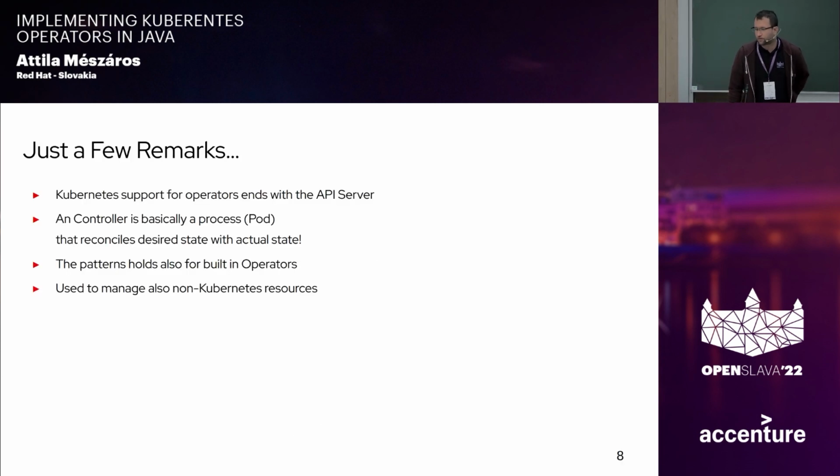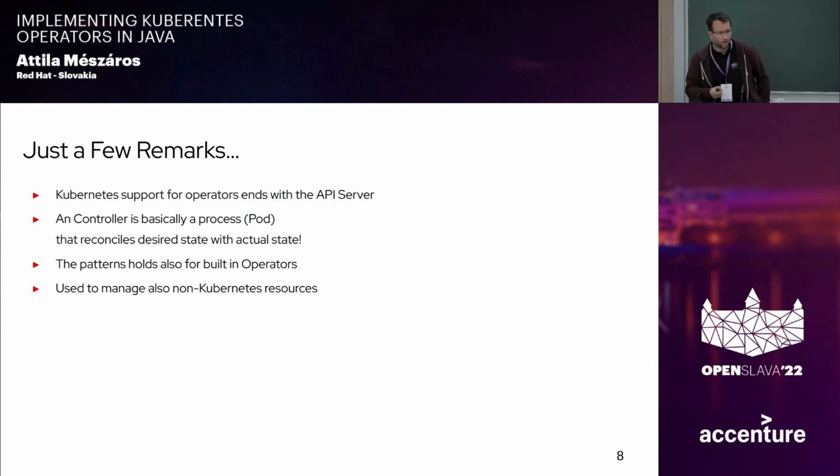Just a few remarks. In terms of support for operators, Kubernetes basically ends with the API server. From that point, the implementation of the controller is up to you. It's basically just a pod or process that tracks these custom resources and reconciles, as we described. This is absolutely the same in Kubernetes itself, so Kubernetes operators work the same way. Maybe they are not running as a pod but as a binary, but the same way they just communicate with Kubernetes. With pods, deployments, operators and controllers, it works absolutely the same as our custom operators will.